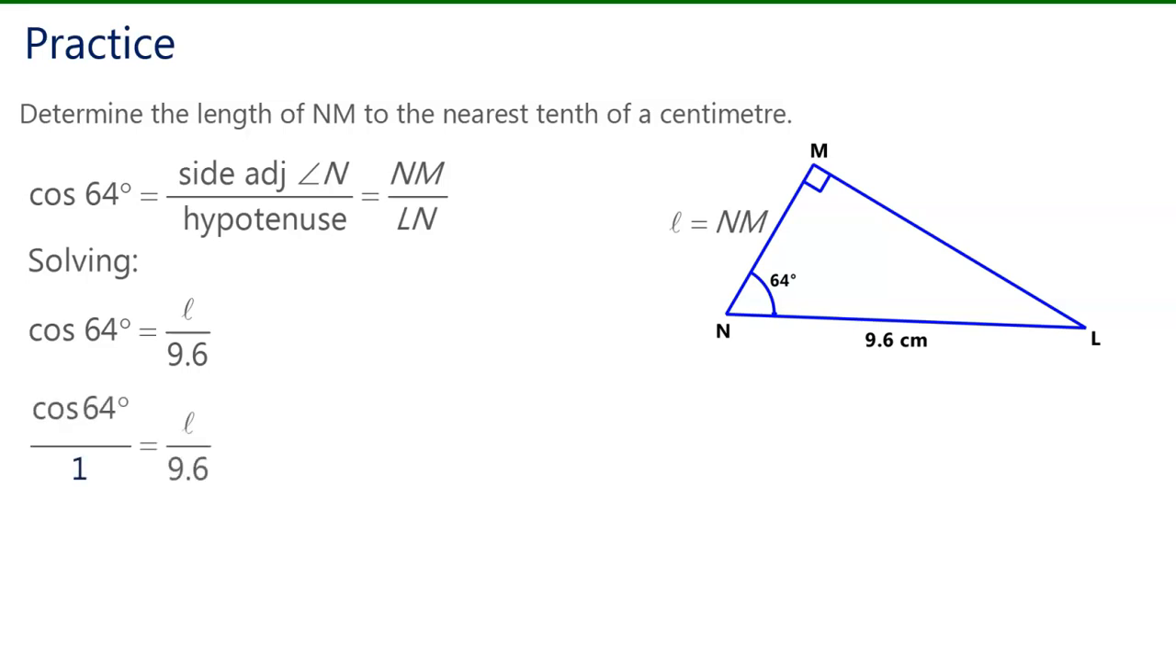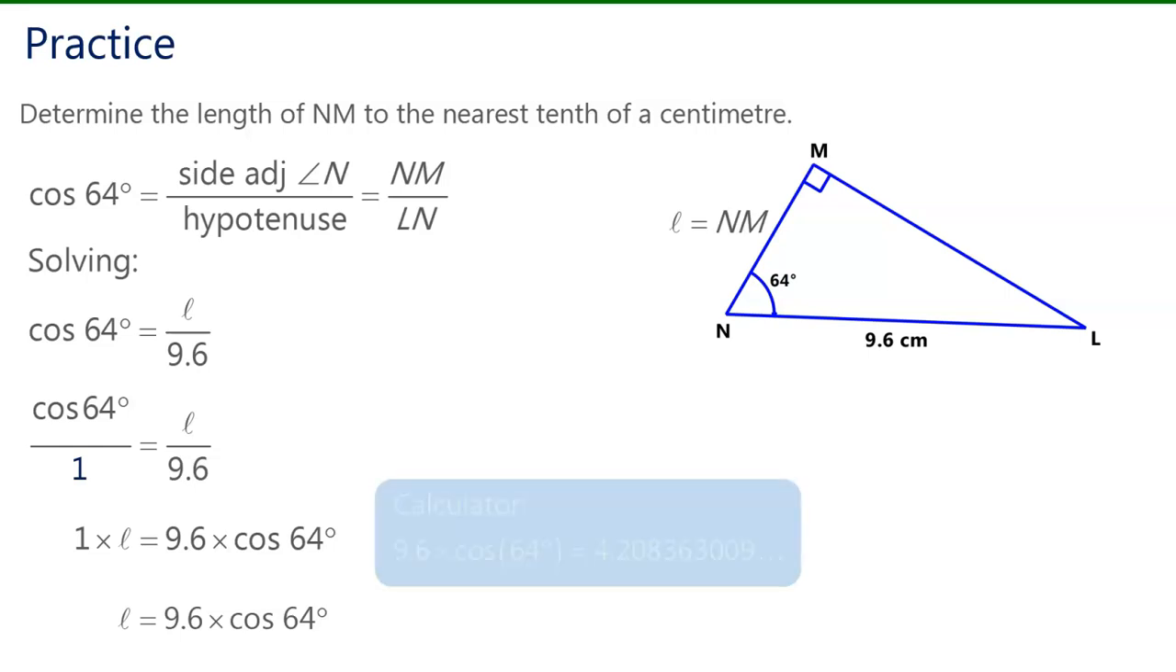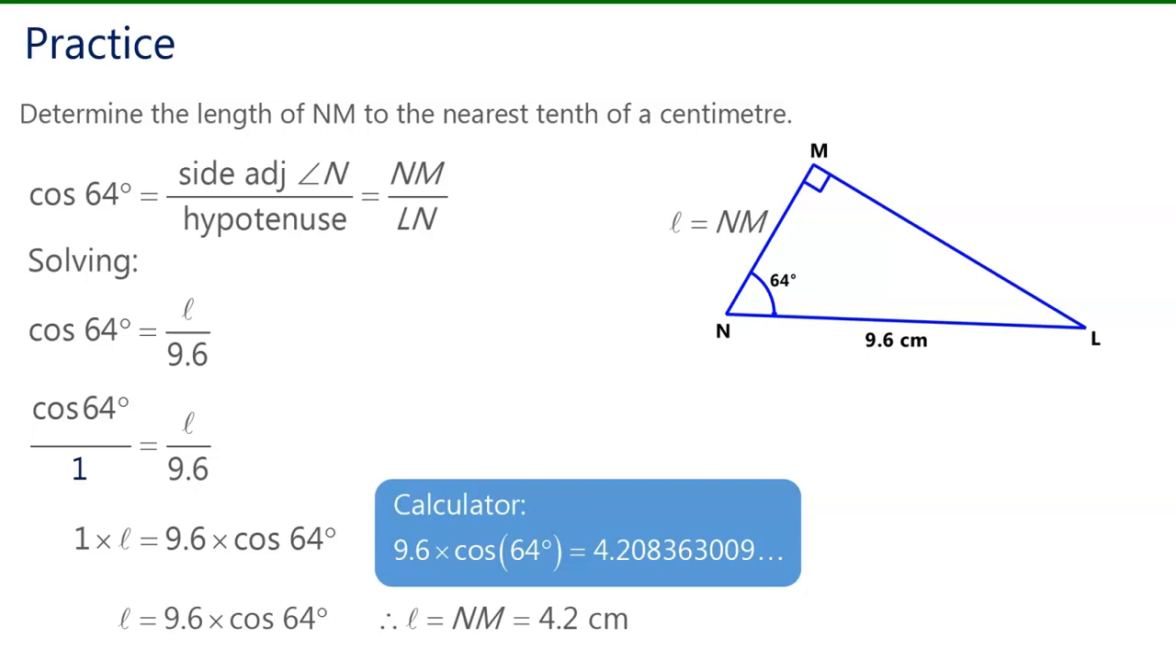Writing cosine 64 degrees over 1 equals L over 9.6, and cross multiplying we get 1 times L equals 9.6 cosine 64 degrees. We get L equals 9.6 cosine 64 degrees. We take our calculator, we multiply 9.6 times cosine 64 degrees, we get 4.208363009 continuing. Rounding to the nearest tenth, we get L equals NM equals 4.2 centimeters.